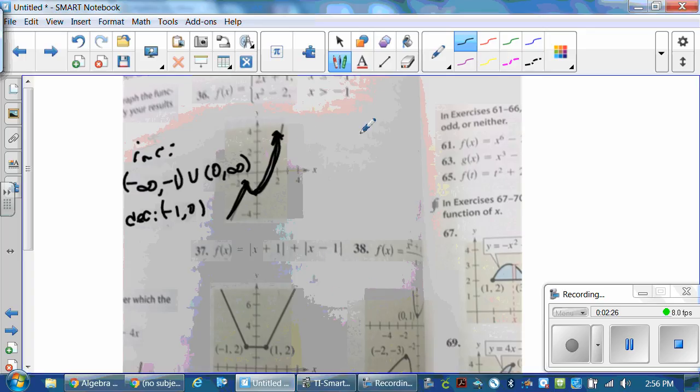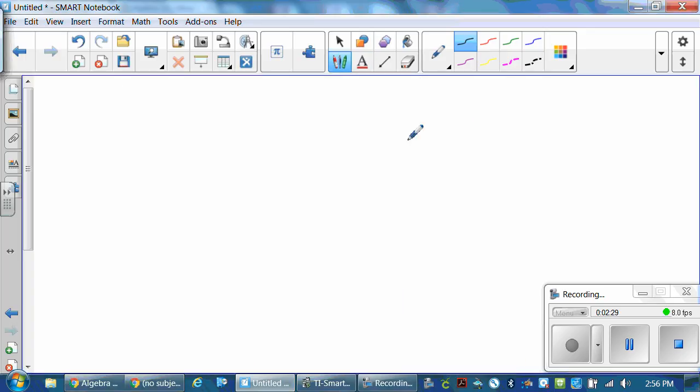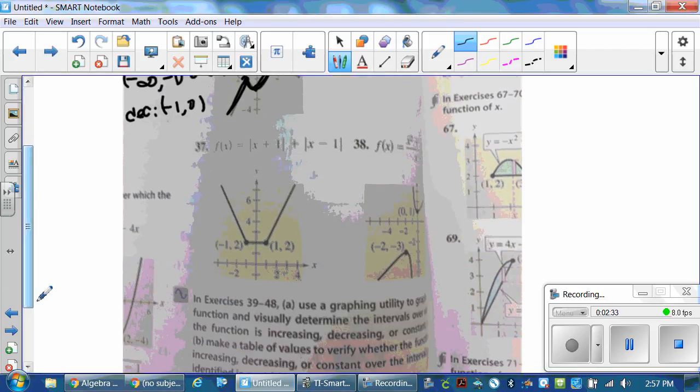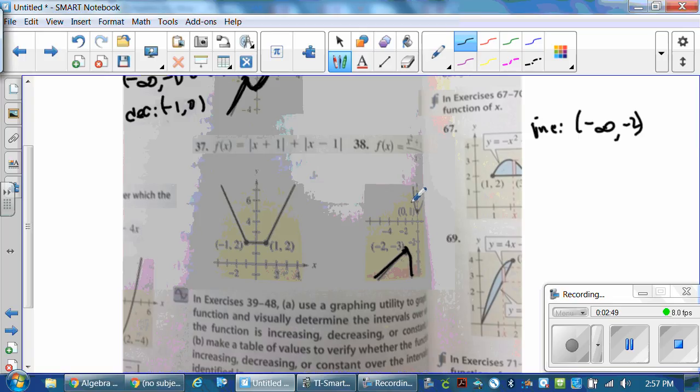Alright, 38 is kind of hard to see. Let me see if I can scroll this down a little bit. Oh, here we go. Move this down. Okay, it is increasing as I move from negative infinity to negative 2. Let me write that down. Increasing from negative infinity to negative 2. Then it's decreasing from negative 2 to this point right here, which is negative 1.